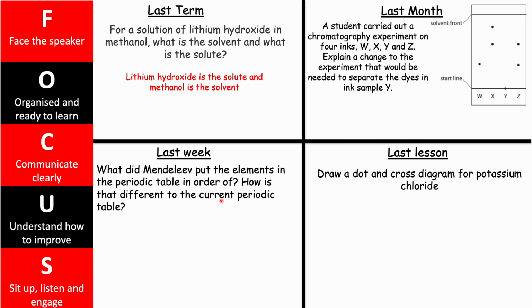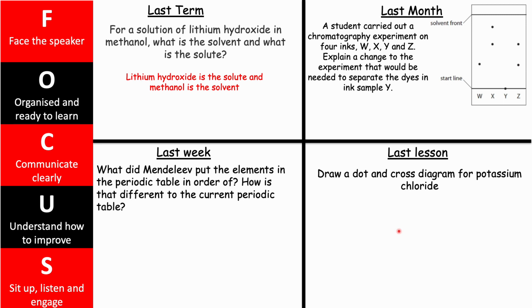Last week's question says, what did Mendeleev put the elements in the periodic table in order of, and how is that different to our periodic table? Well, we know Mendeleev arranged elements by their atomic mass, whereas we arrange our elements by the atomic number, which is the number of protons. And if you forget that in the exam, you'll have your periodic table and the key in the top left corner to remind you. And you've then been asked to draw a dot and cross diagram for potassium chloride.